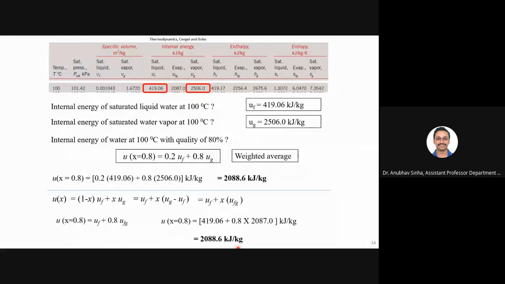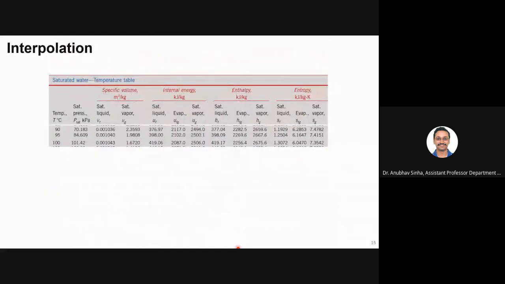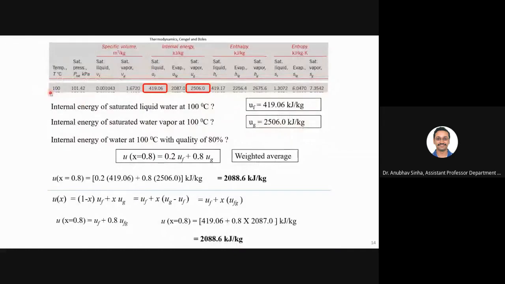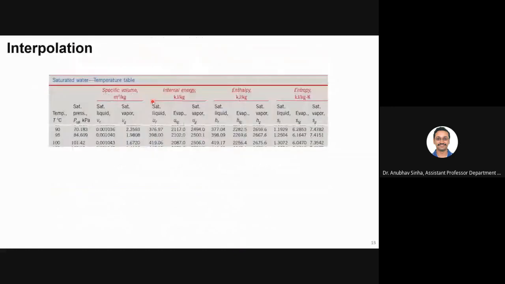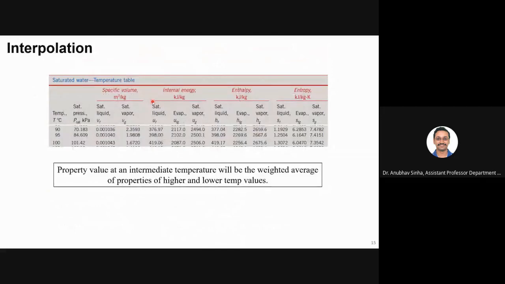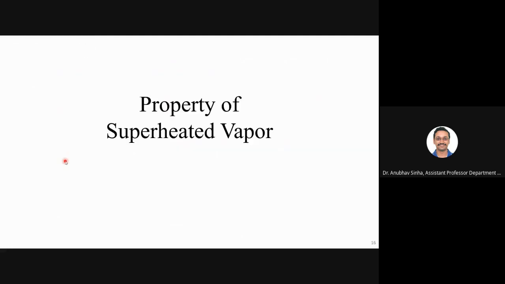Now this was easy, since I wanted it at 100 degrees Celsius. I have the property at 100 and I got it. Now if I wanted some different temperature, that will be the weighted average of properties at higher and lower temperatures. Let us say the table gives properties for 95 and 100. If I require the property for 98 degrees Celsius, then I will take the weighted average between the upper and lower limit. So for 98, the next highest is 100, the next lower is 95. So we'll take the weighted average of that.